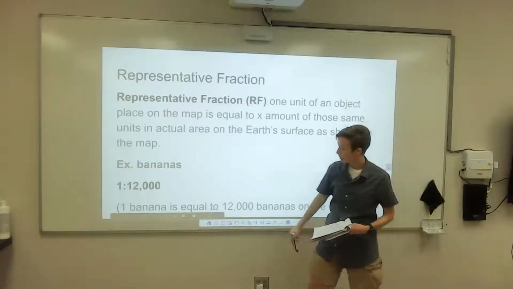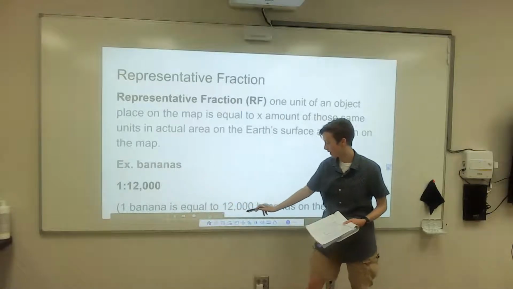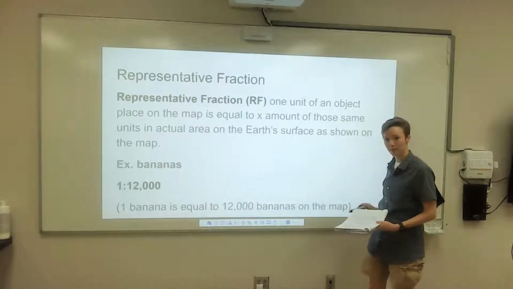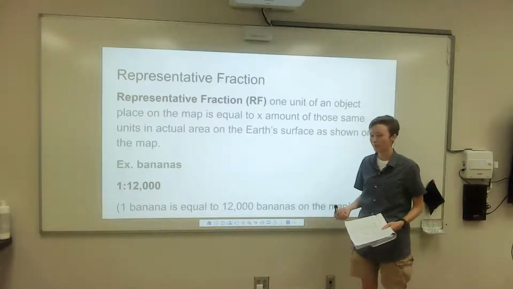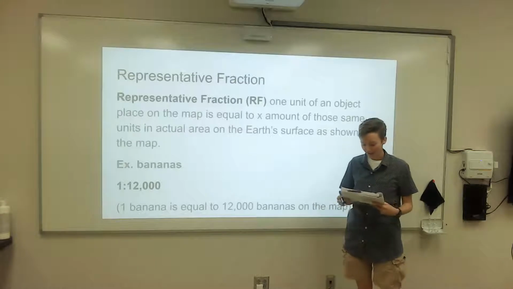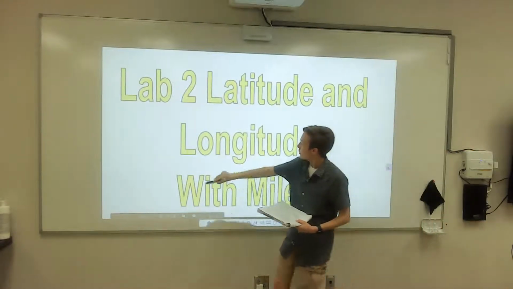RF. This could be 1 to 12,000. This one could equal 1 banana on the map is equal to 12,000 bananas. So I want you to understand that it's the same unit in both places. It's typically not bananas, but bananas can be used. So let's talk about how we might read those differently. Oh, go back.